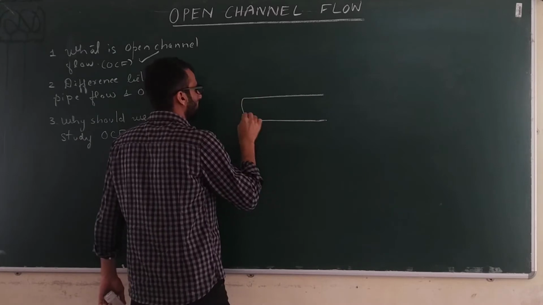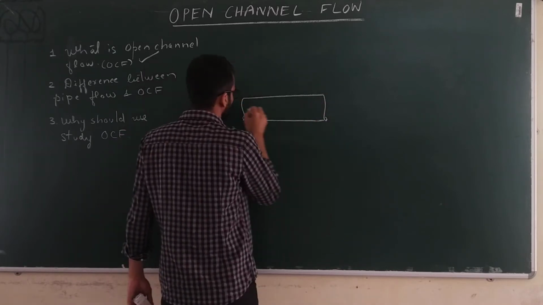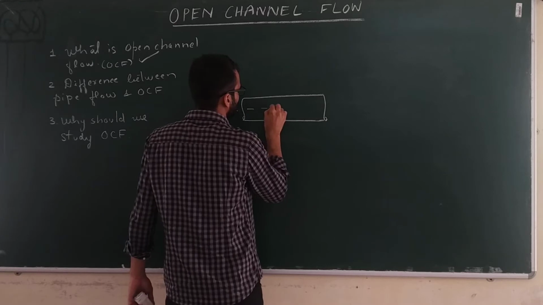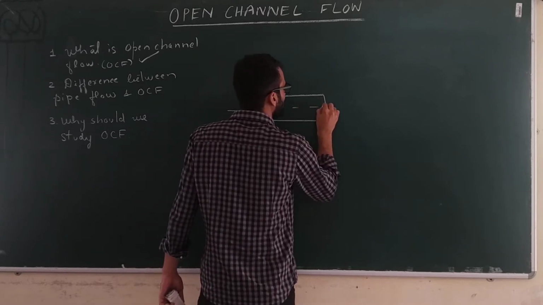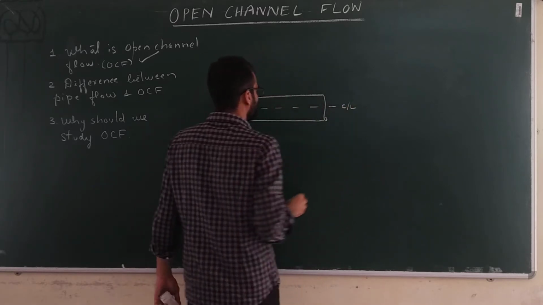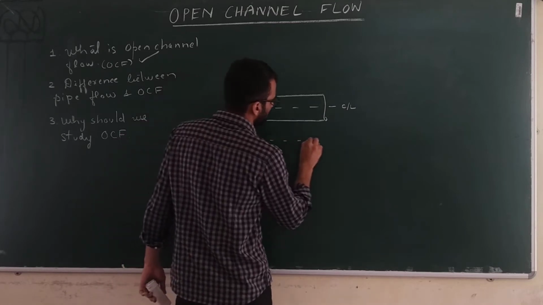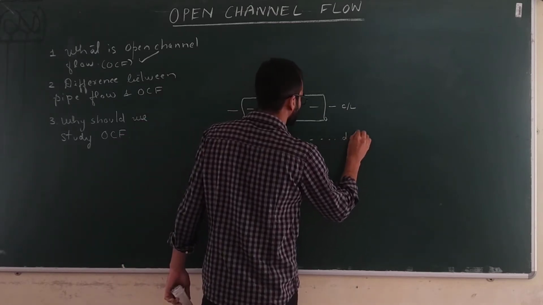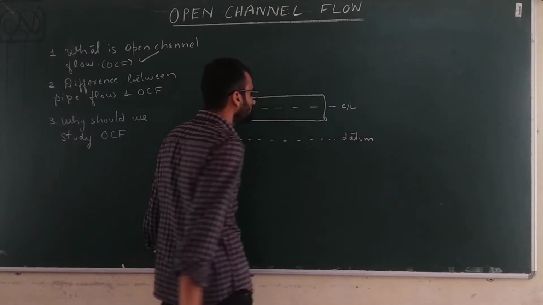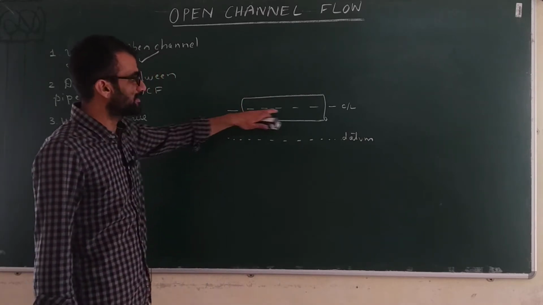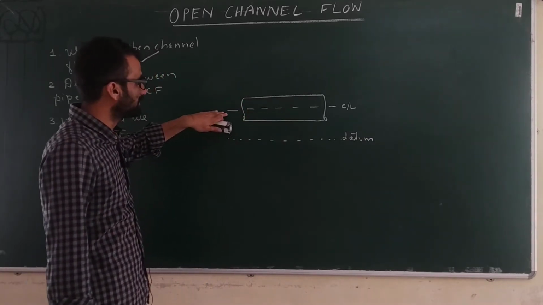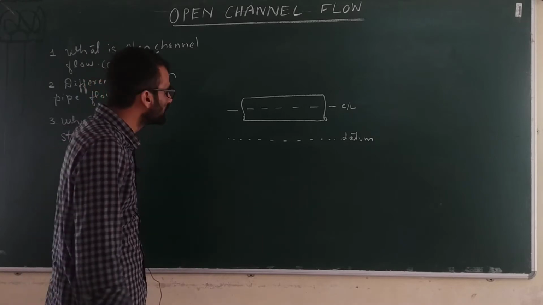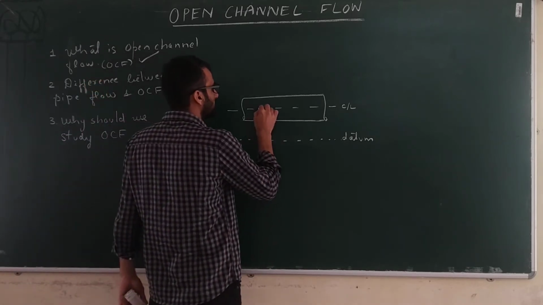So you have a pipe here. This is the center line of the pipe. Okay, let's consider some arbitrary datum. Now, along the center line of the pipe, if you try to draw the hydraulic gradient line, how will you draw that? So let's consider one point.